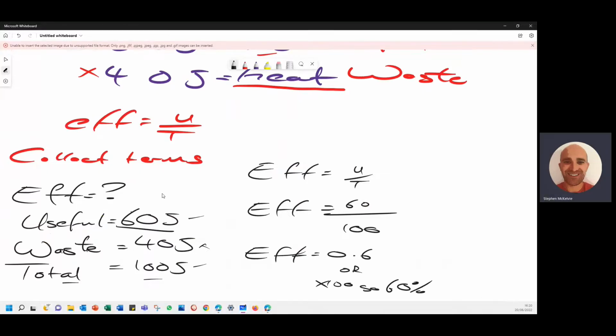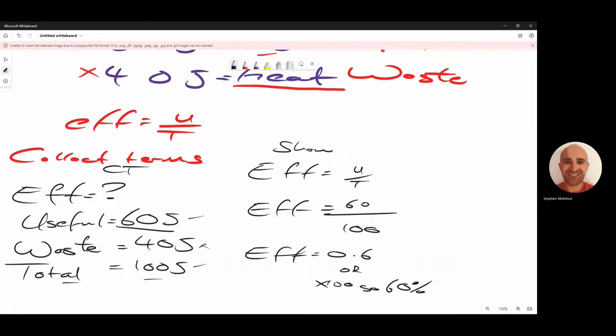When I come back in a couple of weeks' time, I would like to see every question you've done on efficiency using this method, okay? Every single thing, collecting terms and then showing the working out.